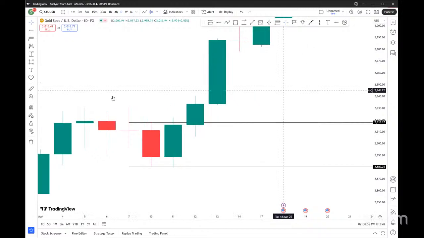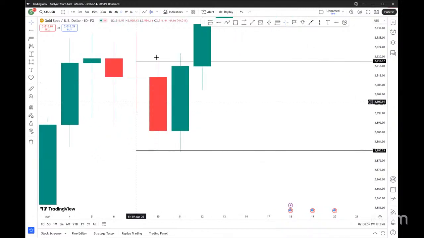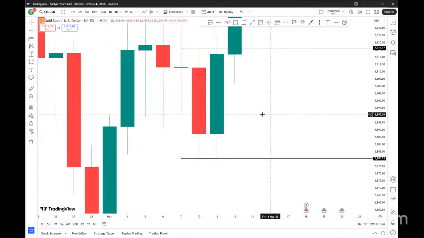I think it created a higher low. Are you sure? Sorry, it went back down. Okay, so that's a low, right? Higher low, bottom. So from the higher low, then we went up again, higher high. Okay, that is a higher low.